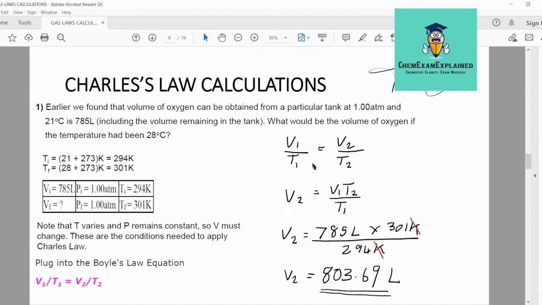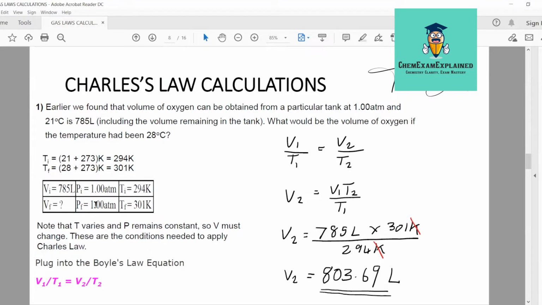So we have here the information. Don't forget that we have to convert our temperatures to Kelvin by adding 273. So the initial temperature, which was 21 degrees Celsius, is now equal to 294 Kelvin. The final temperature, which was 28 plus 273, would now give us 301 Kelvin. You'll notice that if you look at the question, the pressure is constant at 1 atmosphere.